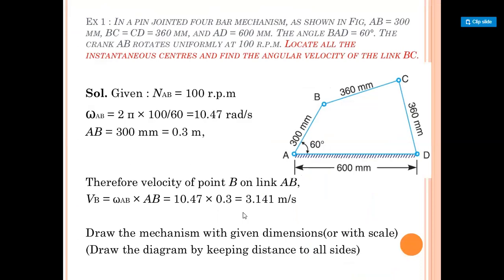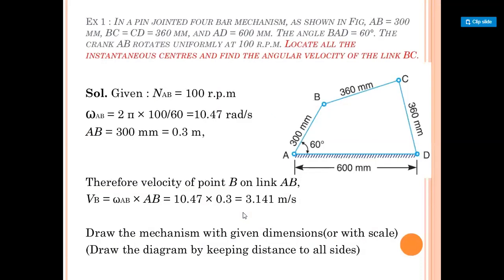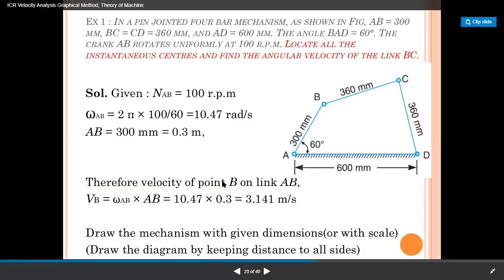So the angular velocity of link AB is given. We have to find the angular velocity of link BC with the help of the instantaneous center method, right? So first, we have to find the linear velocity of point B, which is found with the help of this equation: omega AB into AB, meaning angular velocity multiplied by length of link. We can find 3.141 meter per second.